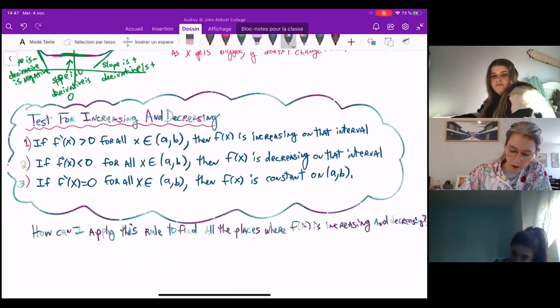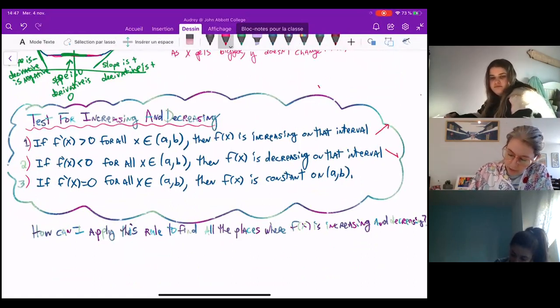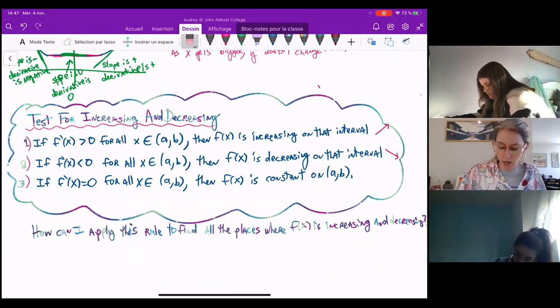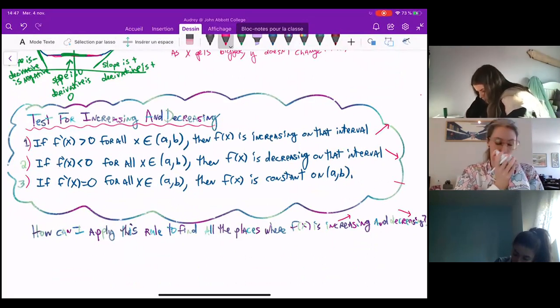So I'm going to go up here and we're going to start thinking of increasing with an arrow like that and decreasing with an arrow like that. That way, when I'm talking about increasing and decreasing, we can just use these little arrows. So increasing, decreasing.